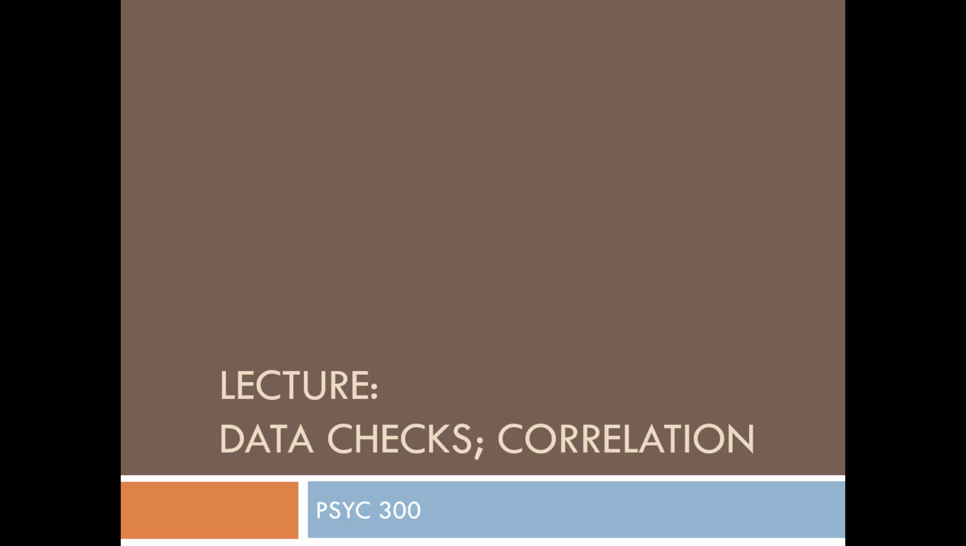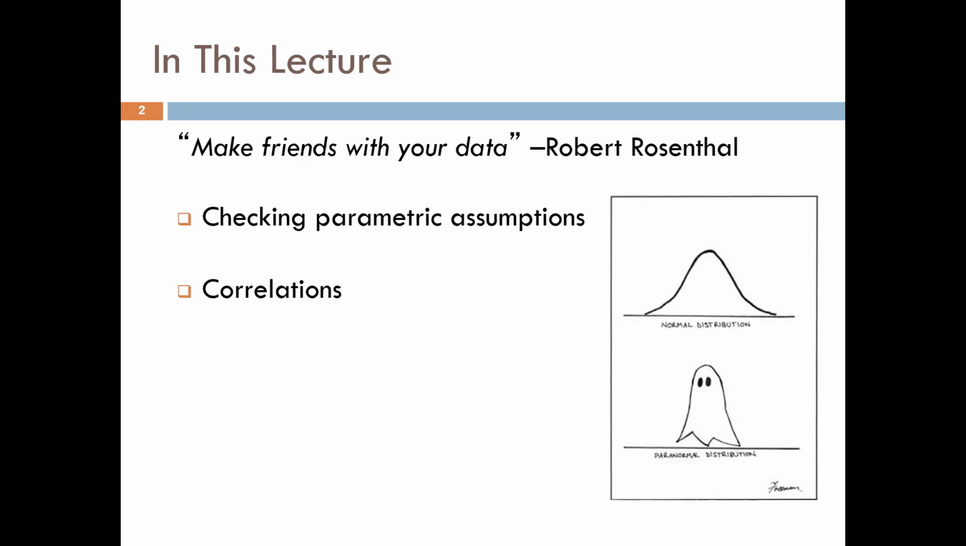Now today we're going to talk about data checking and correlation. This lecture is broken up into two parts. In the first part, we're going to talk about checking parametric assumptions. These are assumptions that are being made about data for the analyses that we're going to run in the rest of the course. And then we're going to talk about how to run correlations in RStudio.